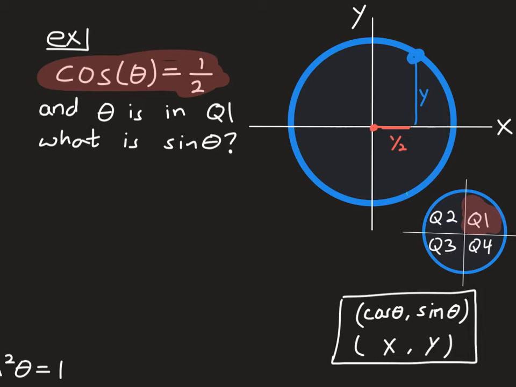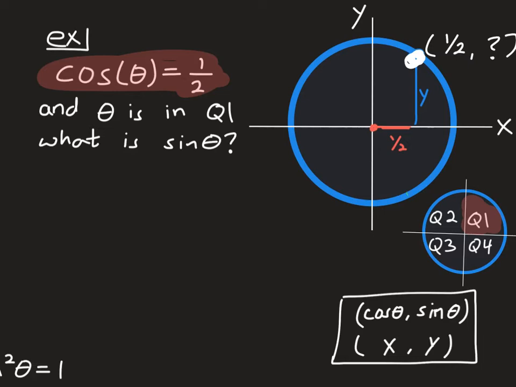So I know that I am going to be talking about this coordinate point up here, where I have a positive x and a positive y. And I already know that my x value is 1/2, and really it's asking, what is that y value? What is that sine of theta, that y value? That's what I'm trying to find.